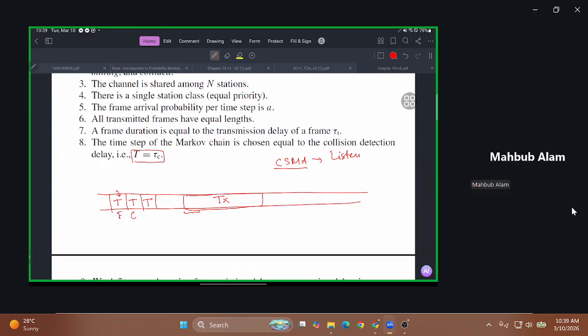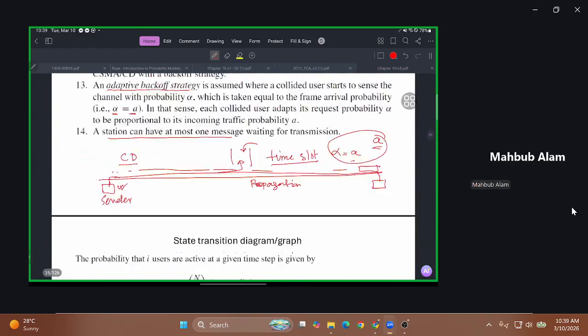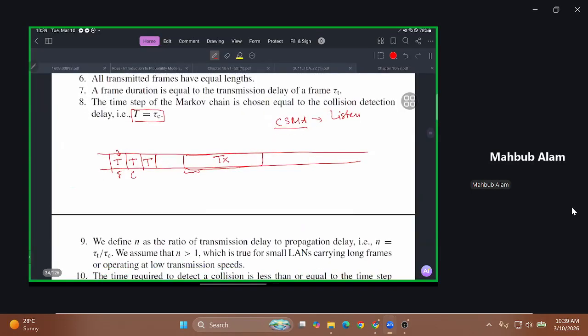And in this way, we can define the state of the channel as number one, free with the duration t, number two, successful transmission, and three, a collision. Now a collision has a duration tau c. Now we assume the successful transmission is this one.